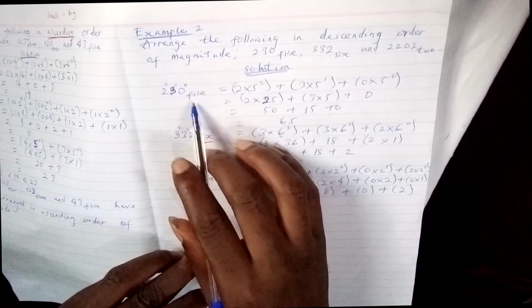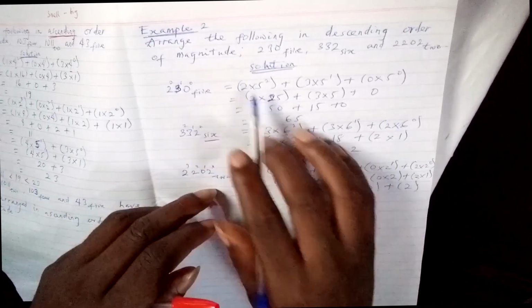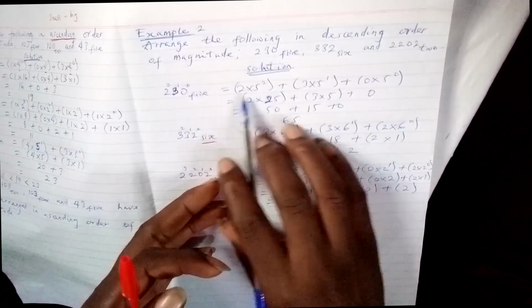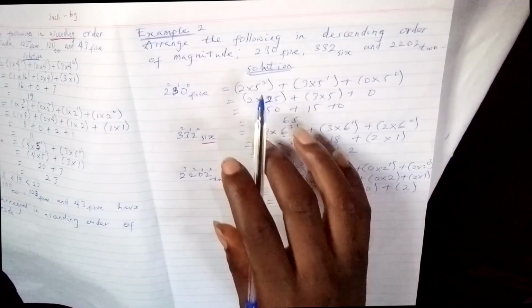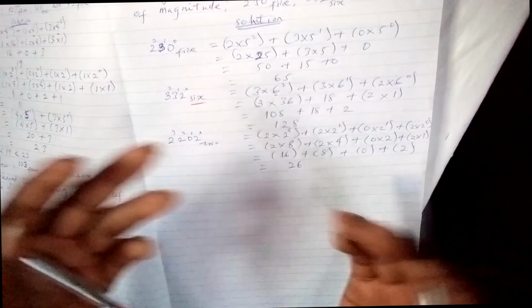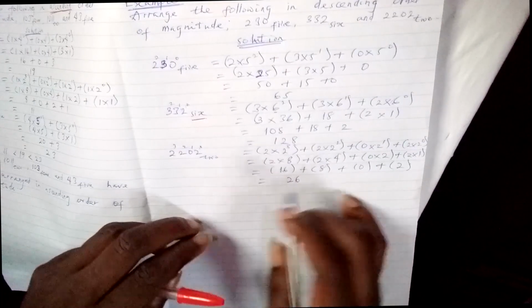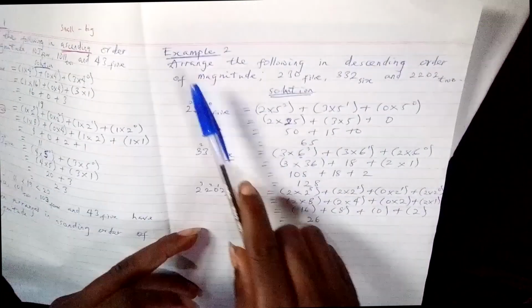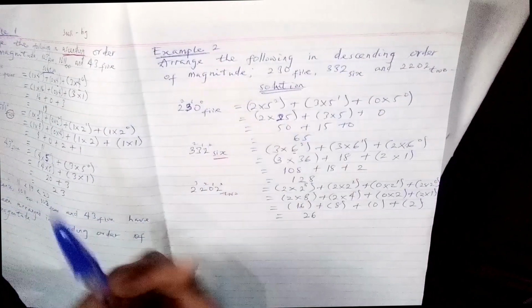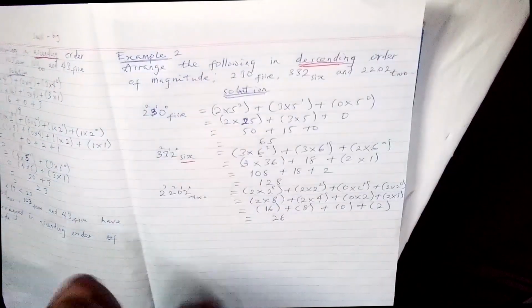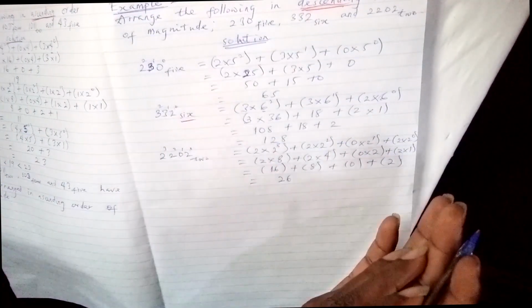Now 230 base 5 to base 10, we just did the expansion and multiplication was done for those in brackets here, just as we did for this section. And I hope we know if we trace from the example. Now, to continue, remember the question is saying that arrange the following in descending order of magnitude. It means that we are going to arrange from highest to lowest.